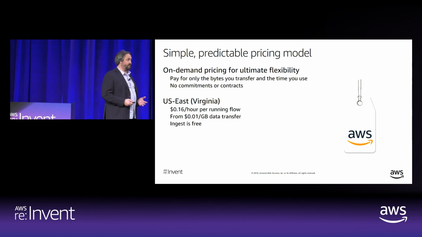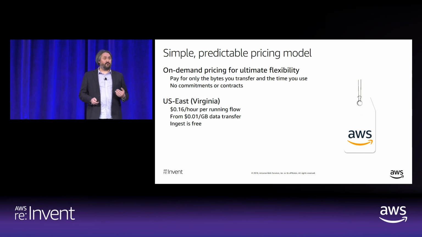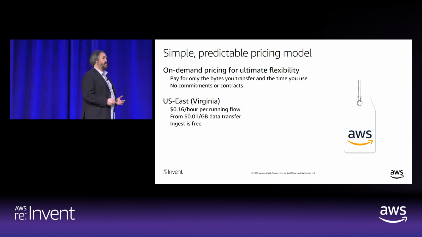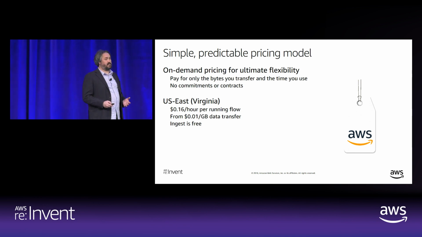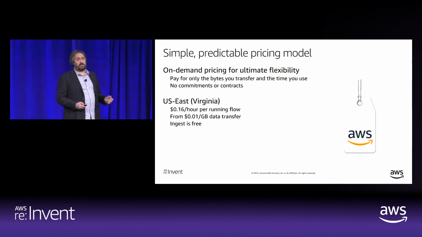But in simple terms, there are two things that we meter. One is the cost per hour. It's a running cost. So you remember that I configured that flow, and then I started it. Once that flow is started, you pay a small cost per hour. In this case, in Virginia, it's 16 cents per hour for that running flow.